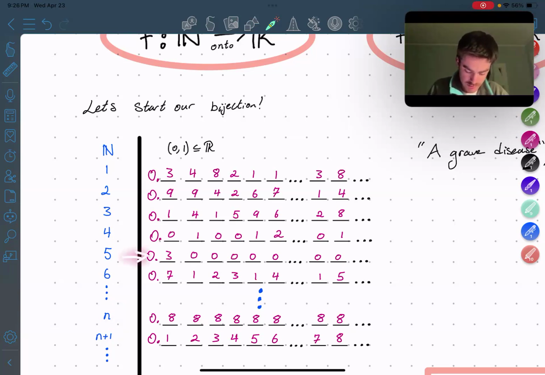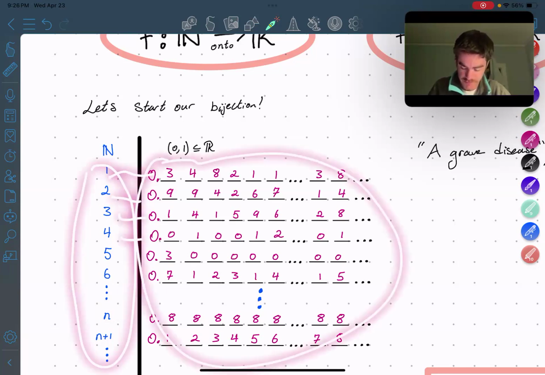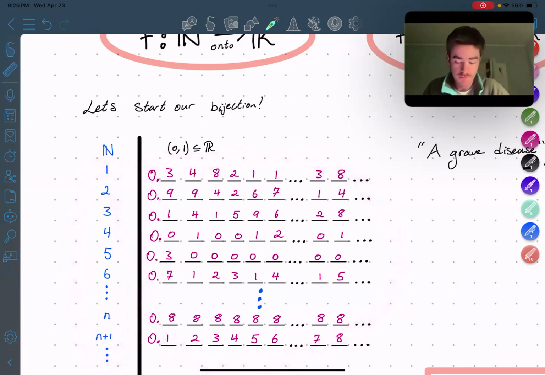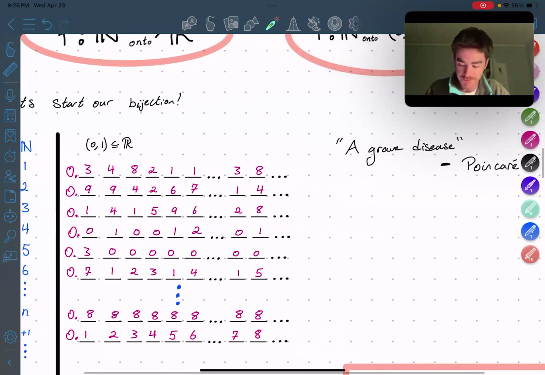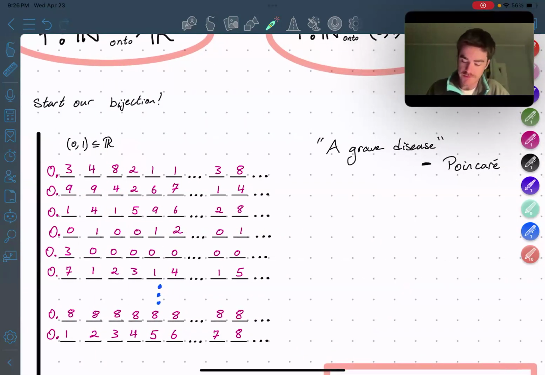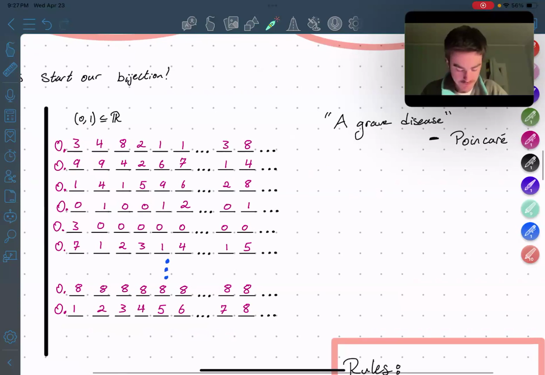And yeah, so everything seems all in order. This is part of our assumption that all of these natural numbers correspond to all of these real numbers, and this is starting to look like a bijection. It's very nice, until Cantor figures out a way to disprove this, which another famous mathematician, Poincare, said was a grave disease, another truly devastating thing for someone to say.